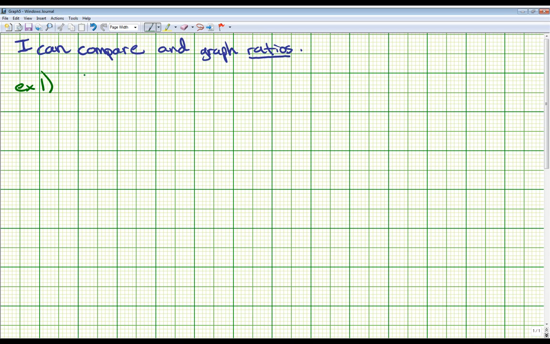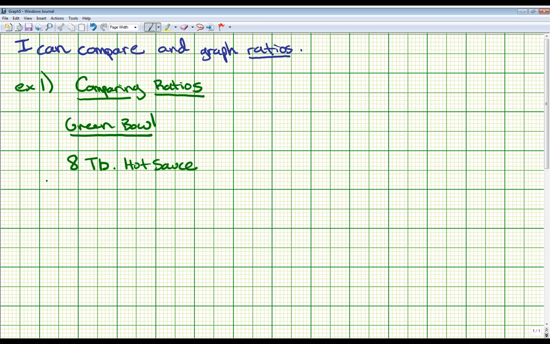So let's write out what we have. So here we're going to be comparing ratios. We're comparing the 2 ratios that they give us for hot sauce. So there are 2 different bowls. One of them is the green bowl. And underneath the green bowl heading, we're going to say there's 8 tablespoons, TB for tablespoons, of hot sauce. And then along with that hot sauce, there's 3 cups of salsa. Now, salsa can be spicy too, but really it's the hot sauce that probably makes things really spicy. So that's what we're going to focus on, which one has more of that.